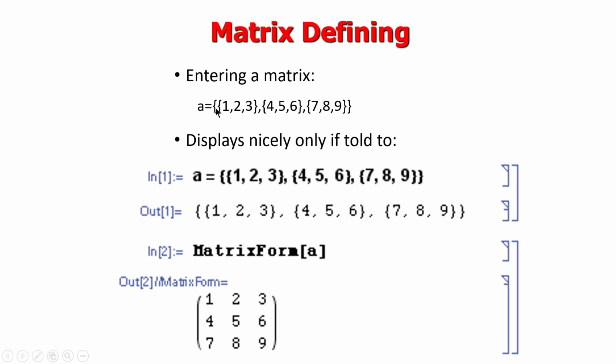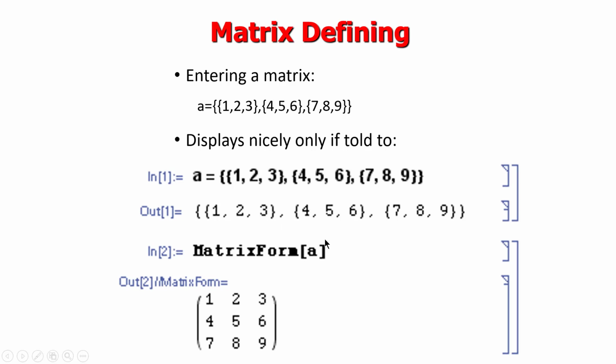Inside the curly bracket, you can see this is the first row, second row, third row. So this is a 3 cross 3 matrix. You have to write it in this way, right? If you write it in Mathematica, it will look like this. Remember, if you hit shift enter, then it will give you the output.